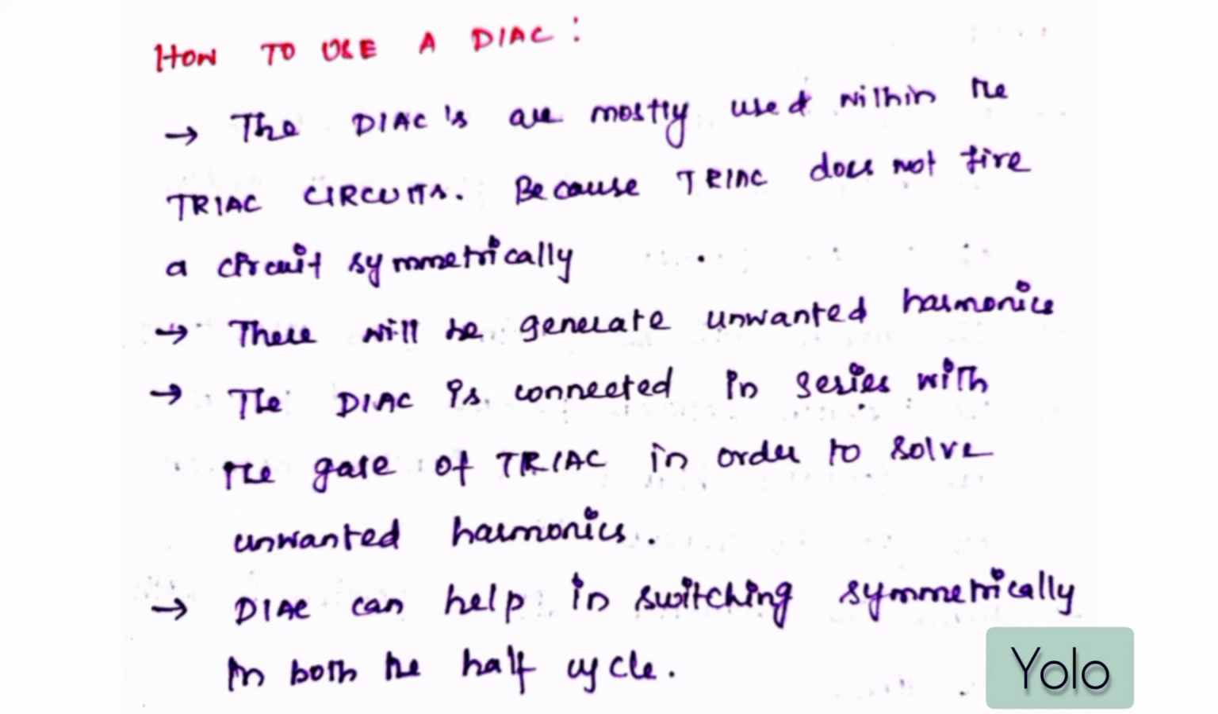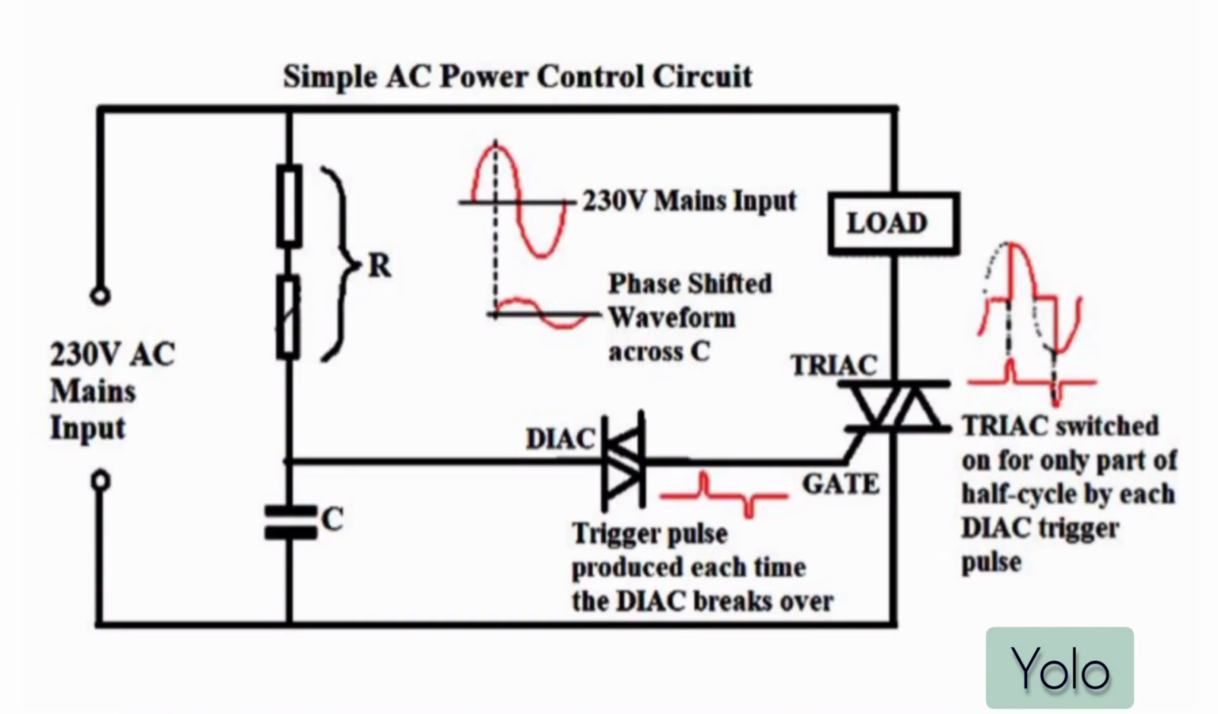The DIAC is connected in series with the gate of the triac in order to solve the unwanted harmonics. DIAC can help switching symmetrically in both the half cycles. So DIAC can prevent any gate current flowing through the triac.